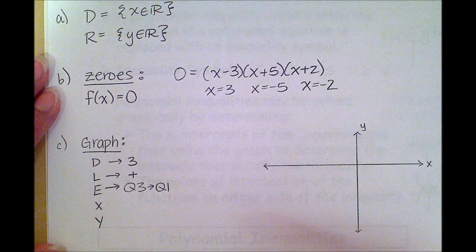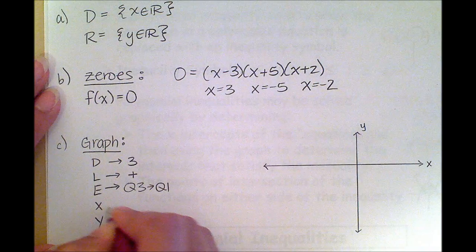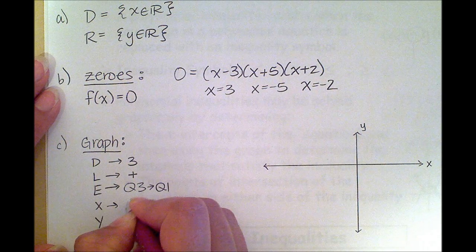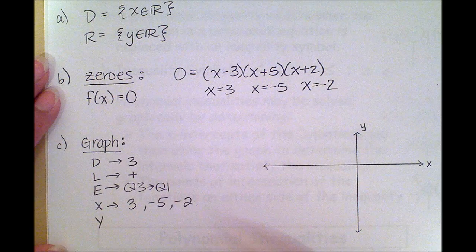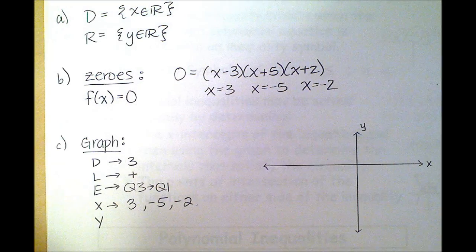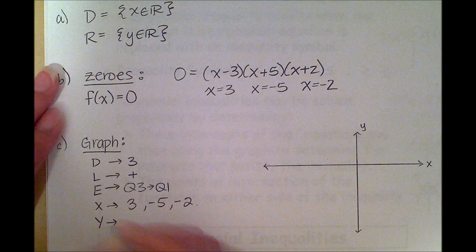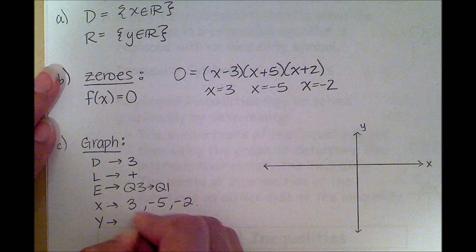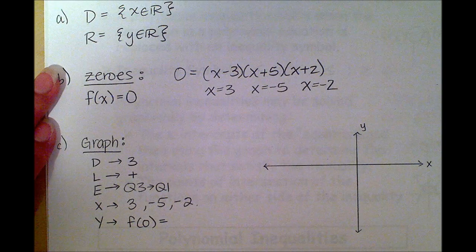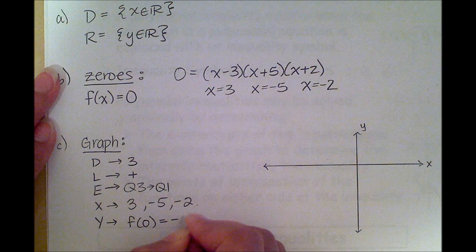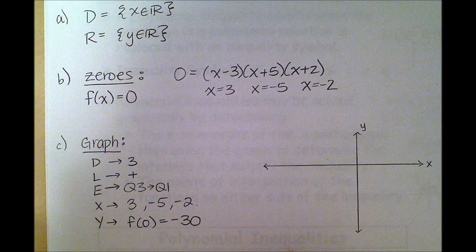And then in terms of the x-intercepts, we have 3 x-intercepts: x equals 3, x equals negative 5, and x equals negative 2. And each of the x-intercepts is of order 1. And then in terms of the y-intercept, we're just going to find the value of the function when x equals 0. And if you plug it into the function, you should get negative 30. So I'm going to use all these values to actually graph my function.